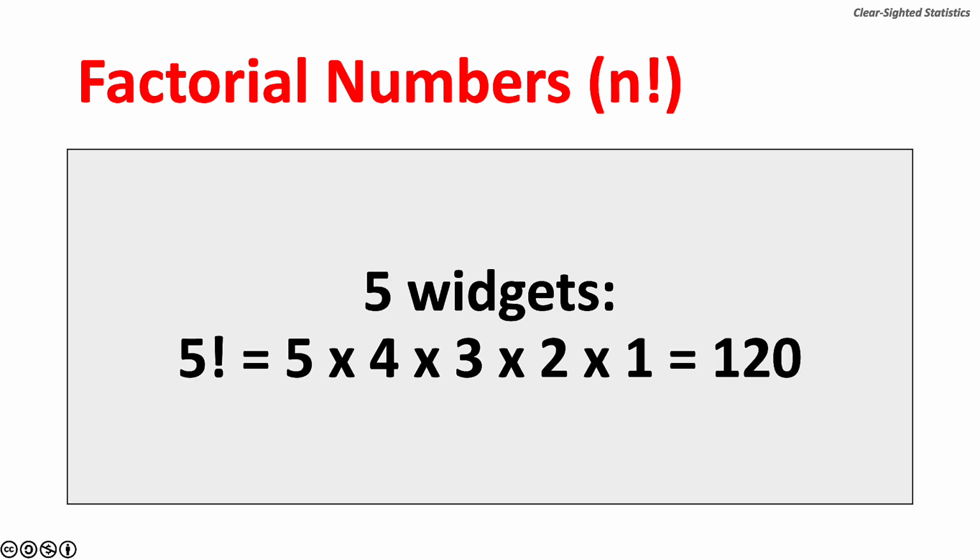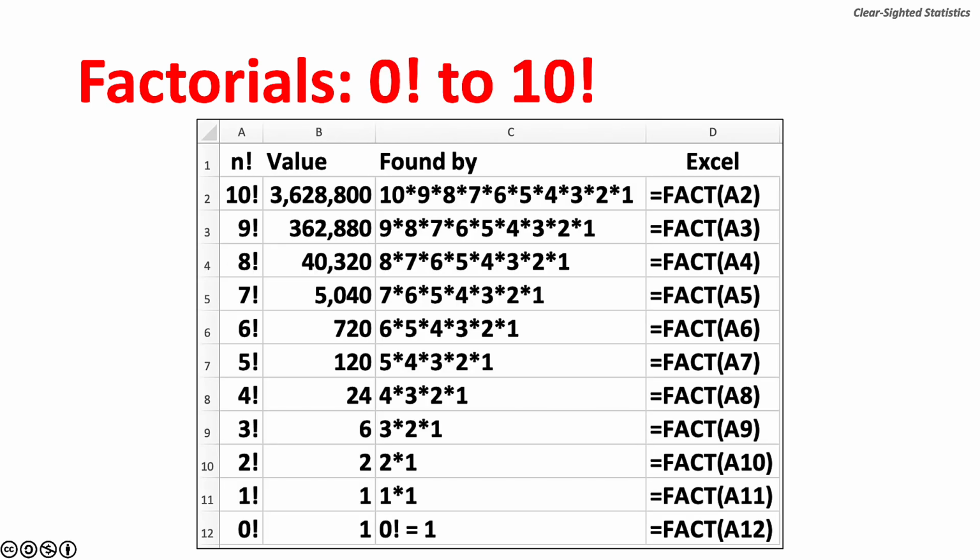5 factorial is 5 times 4 times 3 times 2 times 1, which equals 120. There are 120 ways to arrange 5 widgets. Here are the values of factorial numbers from 0 factorial to 10 factorial. The Excel formula for factorial numbers is equals, FACT, and the number.